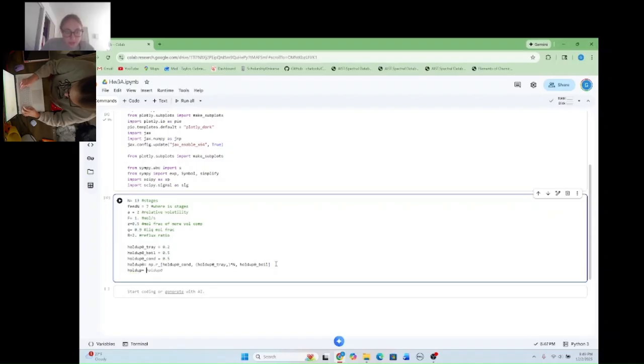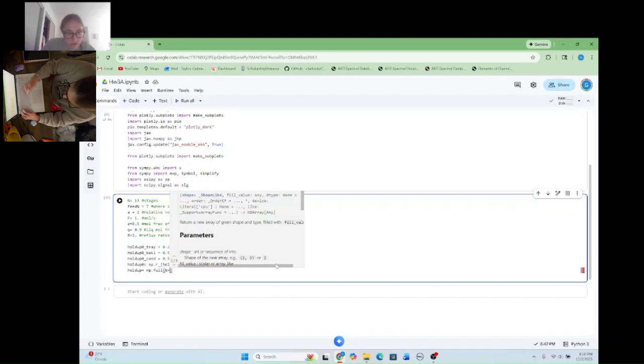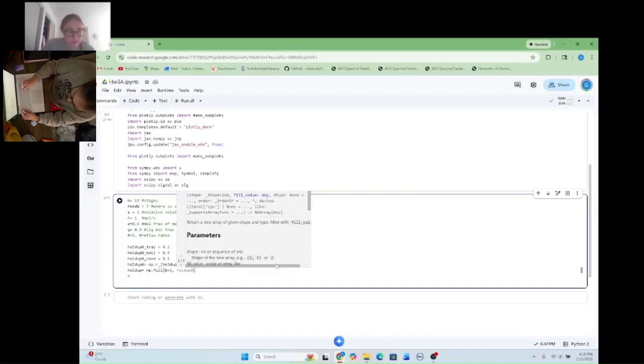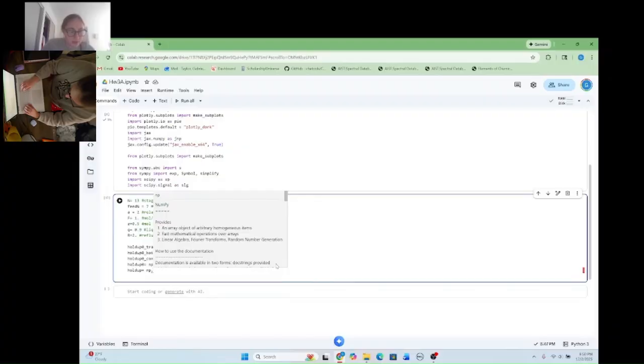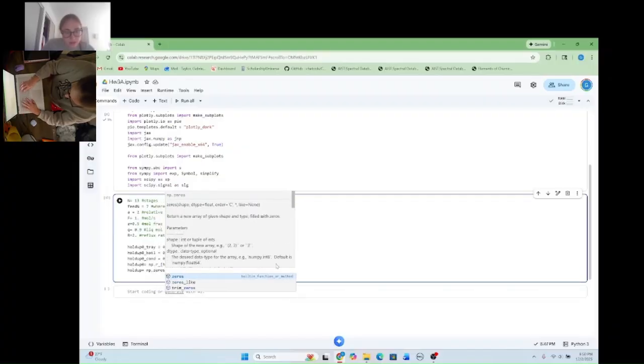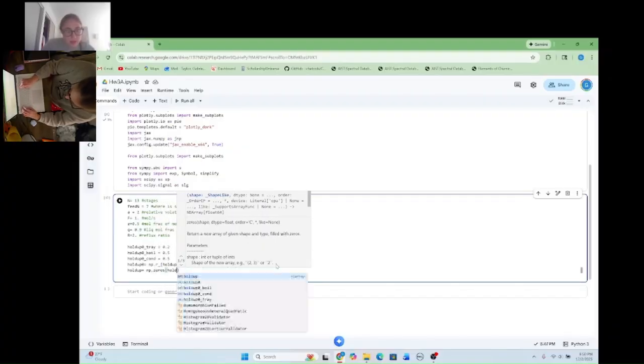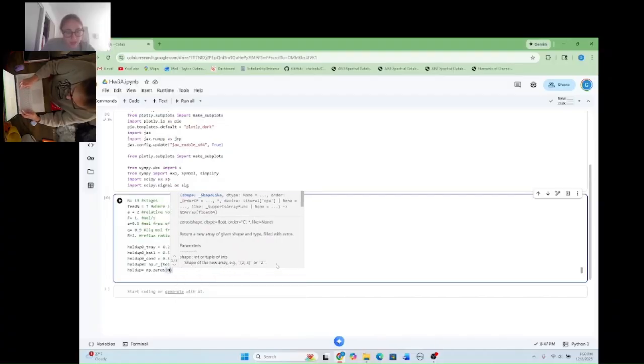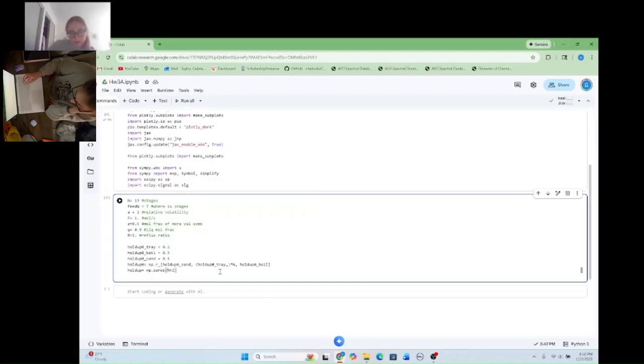Our holdup is going to equal np.zeros. Just fill it up with zeros for now, and n plus 2, and that's for the reboiler and the condenser, right? So this is good for now.